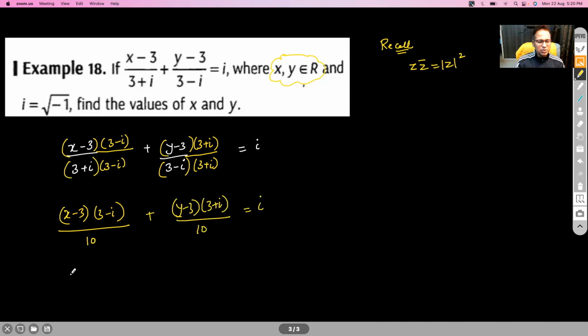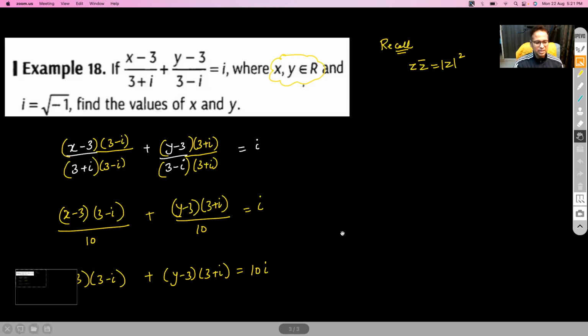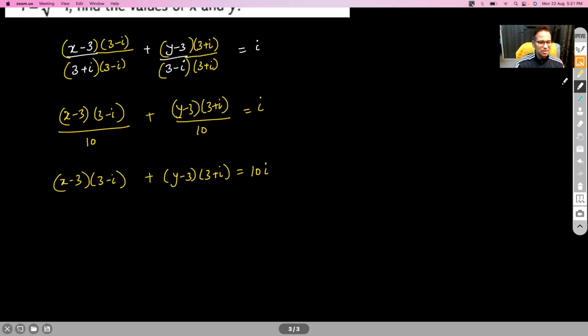Take the 10 to the other side. If you take the 10 to the other side, what does it become? This will be equal to 10i. Yes or no? Right.